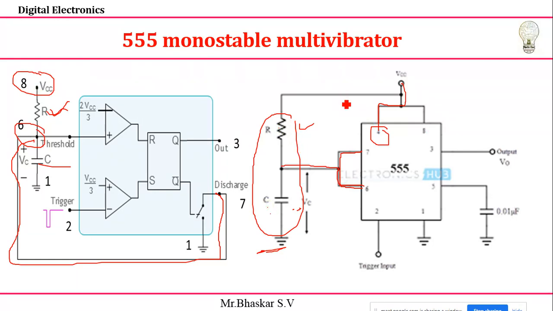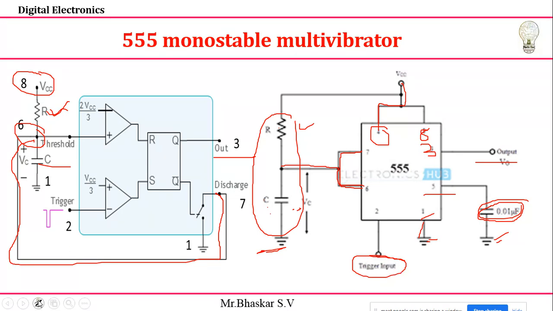I already told you that pin number 8 is VCC, already connected, and pin number 3 is the output, so I'm going to connect the output here. Pin number 5 is control, and I already told you that you need to connect it to 0.01 microfarad and then to the ground. Pin number 1 is ground, so I'm connecting it to the ground here. And pin 2 is the trigger input, so you connect the trigger input there.